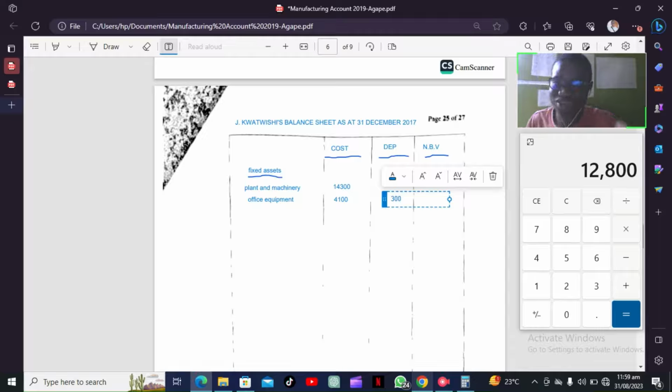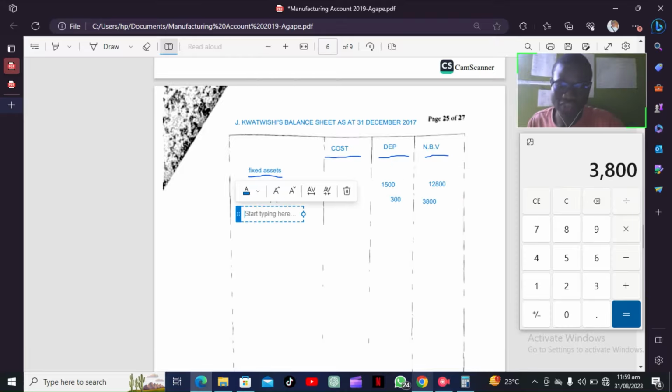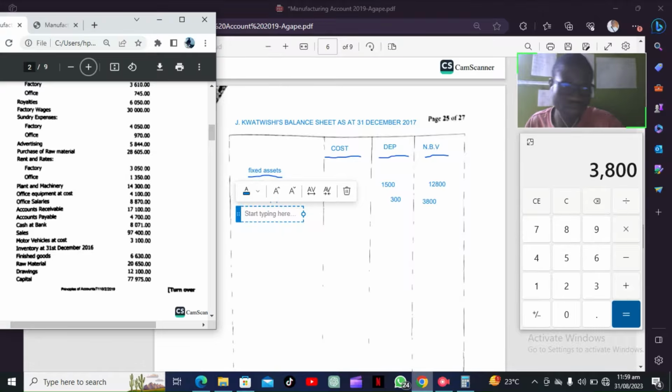Then we're going to less. We're going to remove this 300, the depreciation, from the cost to find the worth of that good as at that moment. So when we less, what are we getting? 4,100 minus 300. How much are we getting? We're getting 3,800. So we're going to enter our 3,800 here. Then we're going to continue looking for more fixed assets.